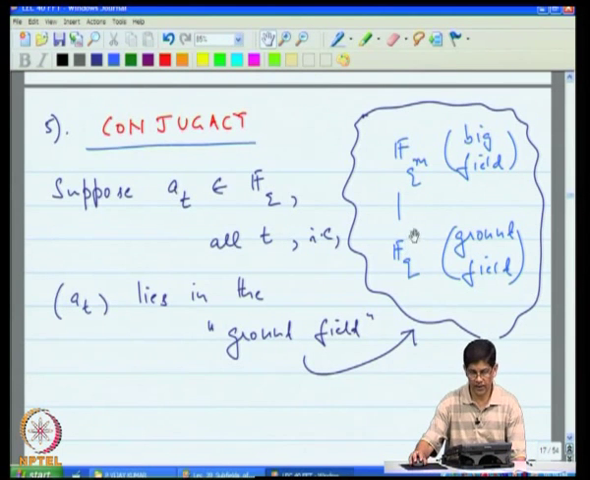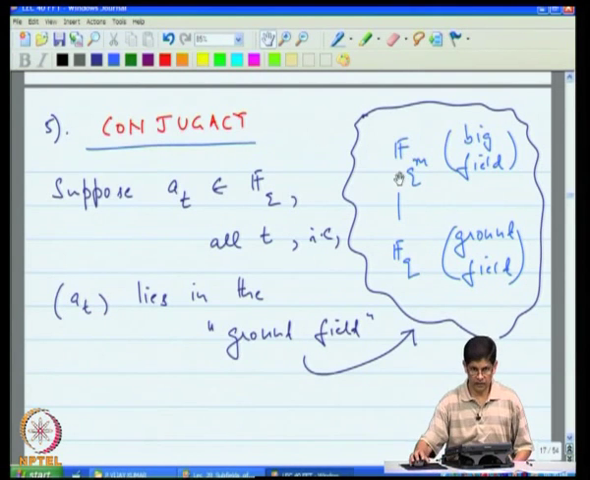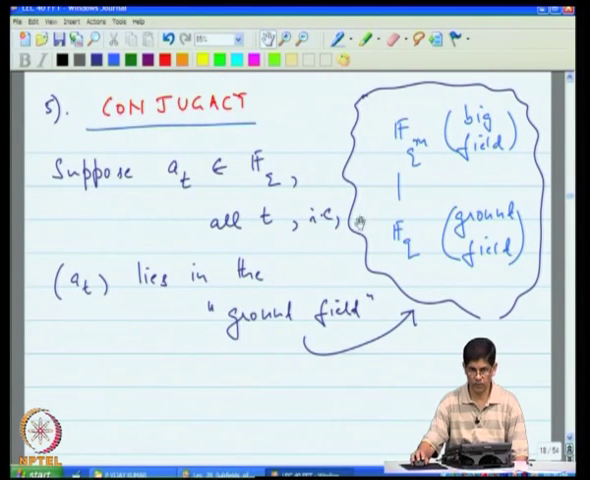So, you are forced to work with this big field simply because you would not be able to take transforms in this field, since you do not have an element of order n in the ground field; you have to go to a bigger field. And so, what happens then? Supposing a of t belongs to f q for all t, that is this sequence lies entirely in the ground field, what can we say about the transform?